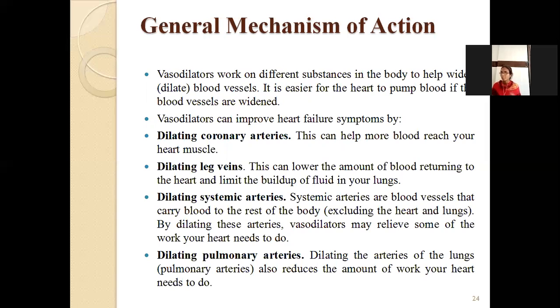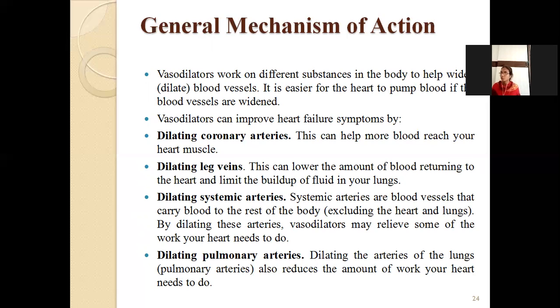So what will happen? It will dilate the coronary arteries, which helps more blood reach the heart muscle. Dilating the leg veins will lower the amount of blood returning to the heart and limit the build-up of fluid in the legs. Next, dilating the systemic arteries, which carry the blood to the rest of the body excluding the heart and lungs. So it will easily carry the oxygenated blood to various parts of the body.